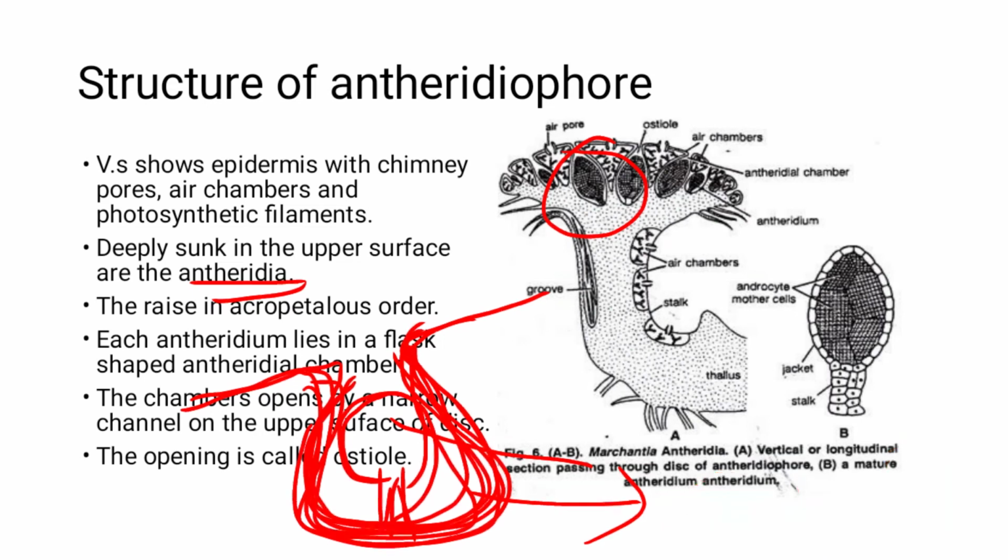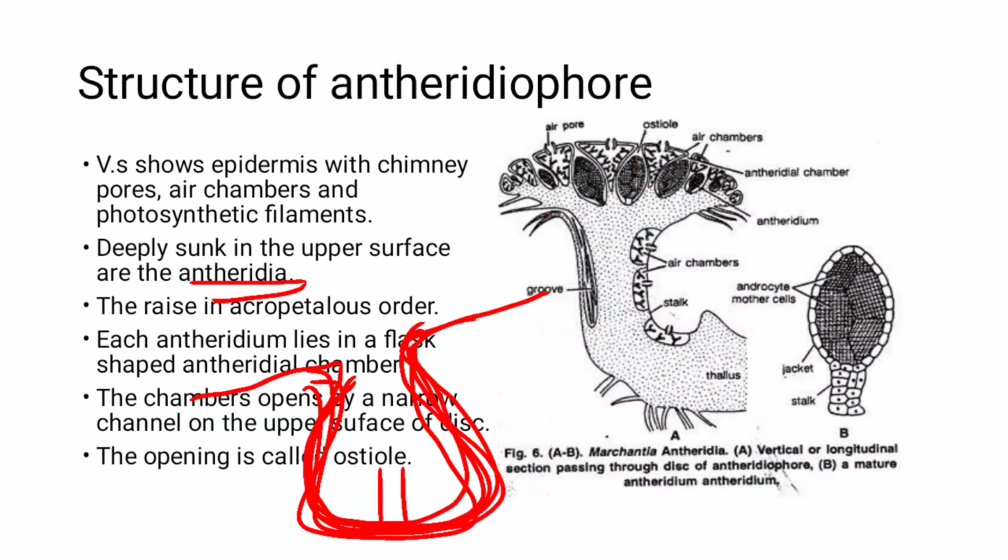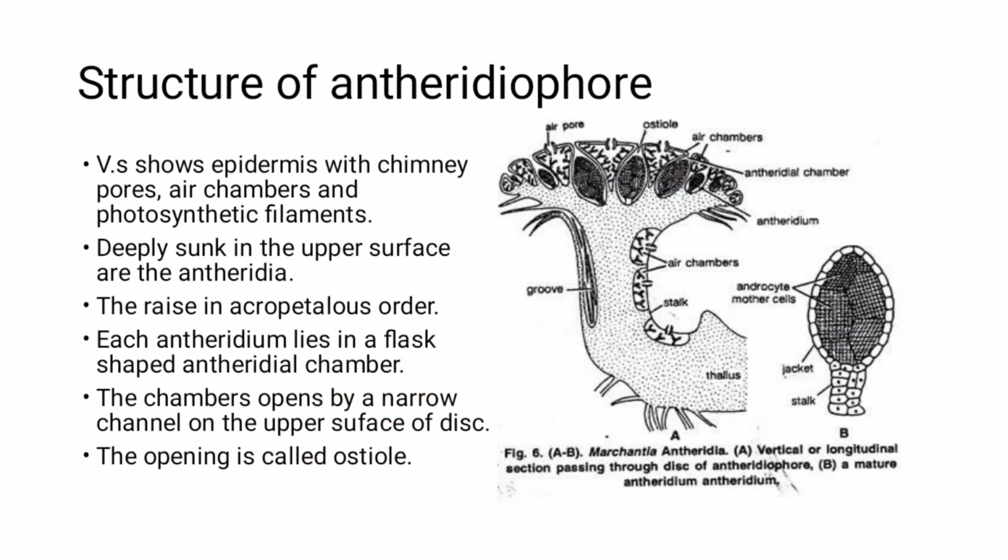Okay, so the epidermis is folded inwards, and they form deeply sunken regions which are called the antheridial chambers, in which the antheridium is present. How is the antheridium? Antheridium is stalked and globular in nature, and this antheridial chamber opens with a small opening, and this opening is called the ostiole.